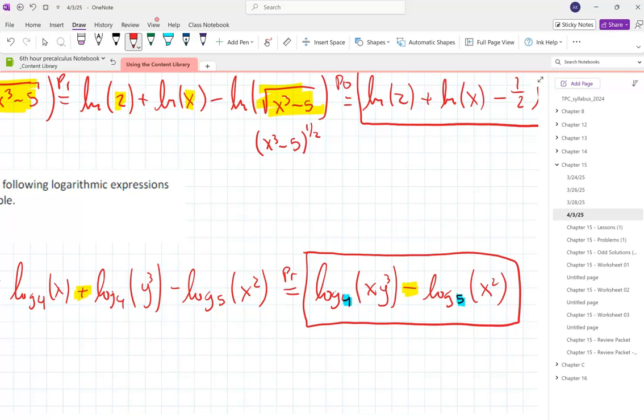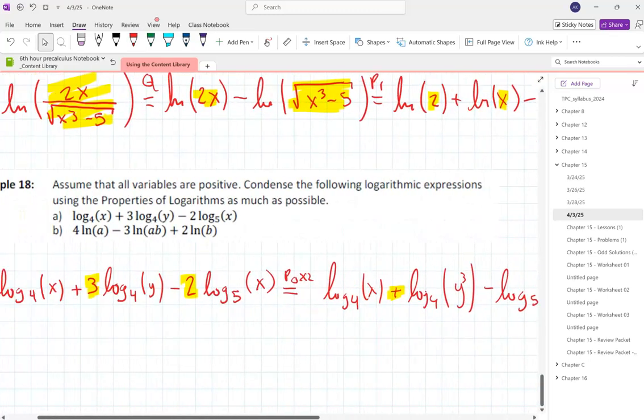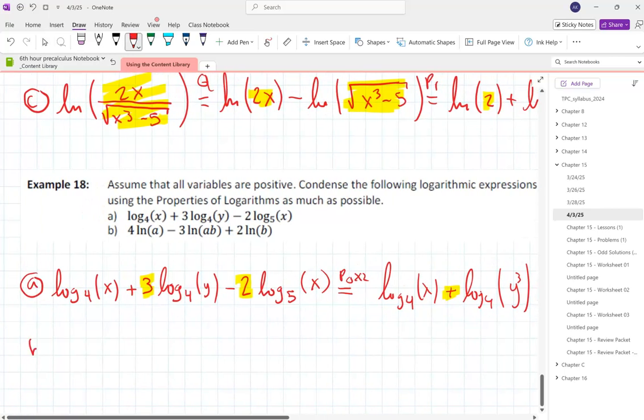Well, then you're undoing it. Our goal is to condense, not expand. We're going the reverse direction. So we want to end up with as few logs as possible with no coefficients rather than doing the reverse. Does it make sense? Yeah. Okay. Let's do one more, and then we're going to be done.